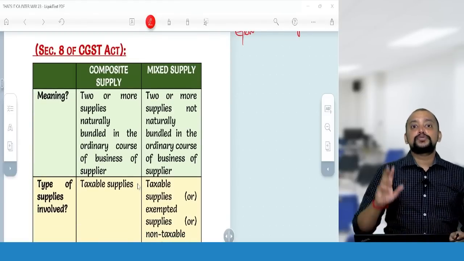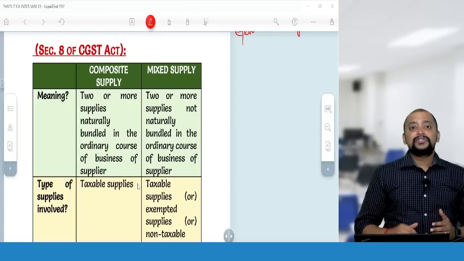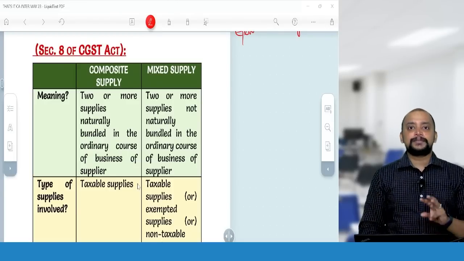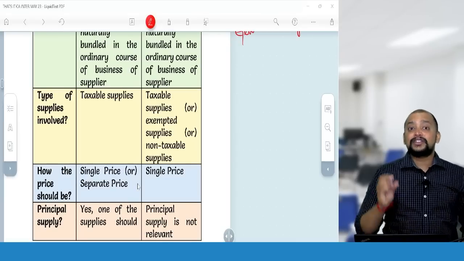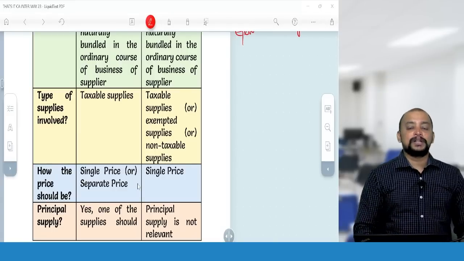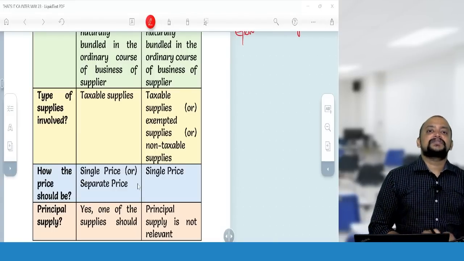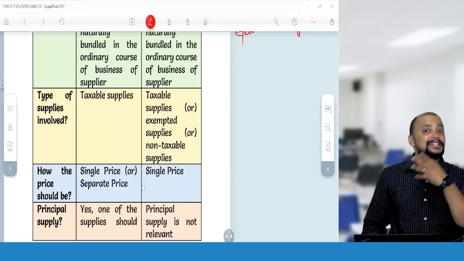Composite supply means 2 or more supplies naturally bundled in the ordinary course of business, and 3 conditions should be satisfied. Number 1, all the given supplies are taxable supplies; number 2, they are naturally bundled in the ordinary course of business; and number 3, the principal supply is identifiable. If these 3 conditions are satisfied, it will come under composite supply, but the price can be single price or separate price, that is irrelevant.